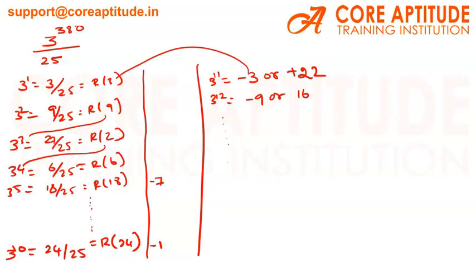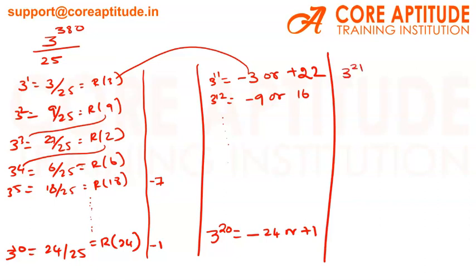This is plus 3 and this is minus 3. So 3 power 20 will be equivalent to minus 24 or plus 1. The moment I write 3 power 21, it will be equivalent to a remainder of 3. It means after this 1, whenever you get the remainder as 1, this will again repeat. It means 3 power 21 will be the same as 3 power 1. This entire thing repeats for every cycle of 20.